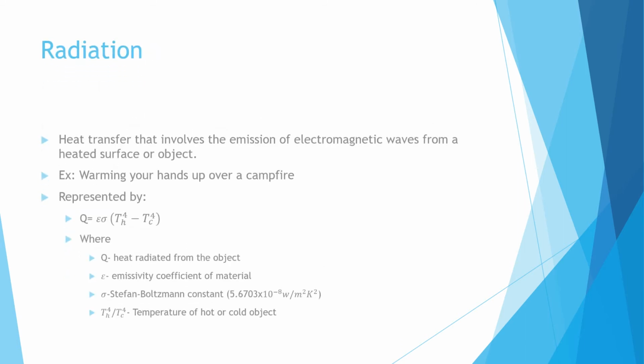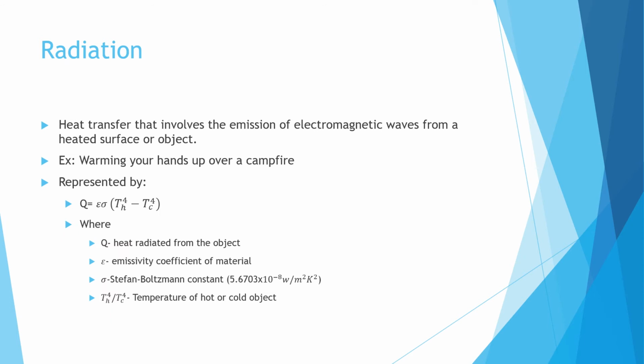The final type is radiation. Radiation is heat transfer that involves emission of electromagnetic waves from a heated surface or object. For example, like warming your hands over a campfire. The fire gives off electromagnetic waves, which then bounce off your hands, causing your hands to warm up.